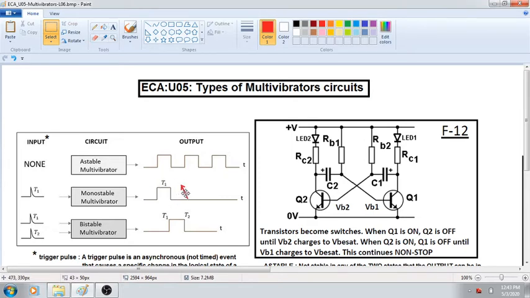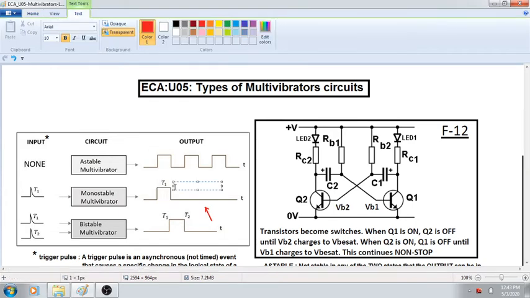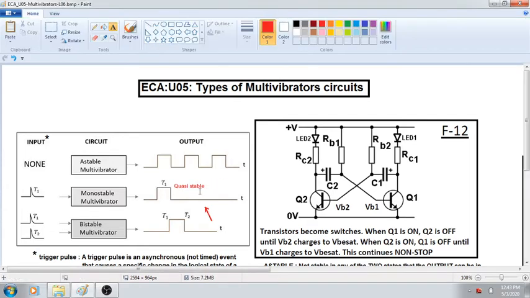So we call this state a quasi stable state. So what do we call this? We call this a quasi stable state. It is not permanently stable here. This is the quasi stable state, and this is the permanently stable state. Because only one stable state is there in a monostable multivibrator, which is this level, we are calling it a monostable multivibrator. We'll come back to this quickly.